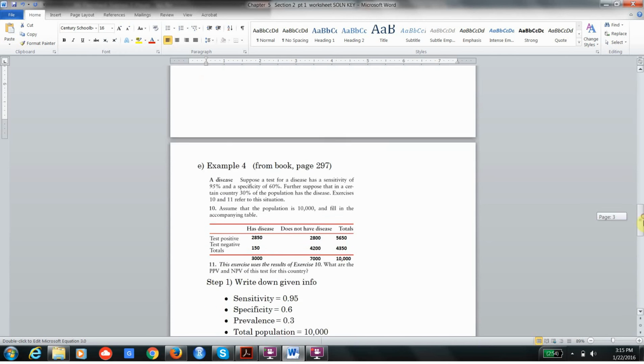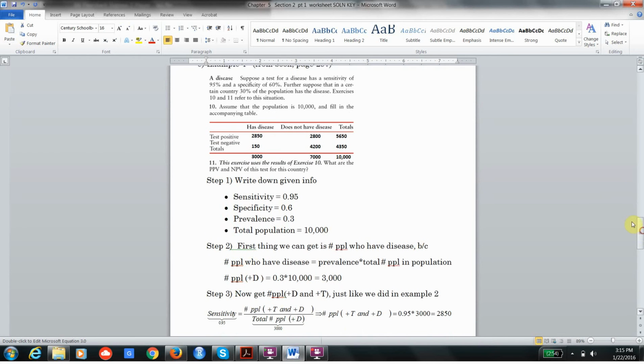Now the last problem is kind of a mishmash of a couple of different problems. Here we're told the sensitivity of a test and the specificity. We're told that in this country we're interested in, 30% of the population has a disease. Well, that's the prevalence, whenever I know the percentage of the total population that has a disease. And I'm finally told the total number of people in the population for this country is 10,000. And I want to fill in this table. The question is, how do I do that? Here I've already filled it in, but how did I get these bold-faced numbers?